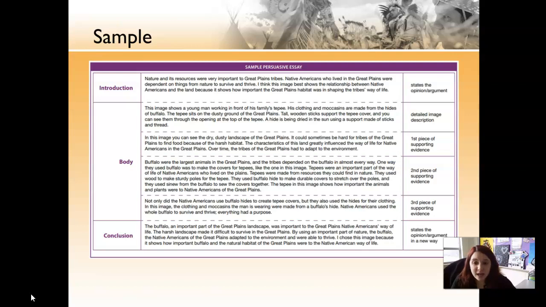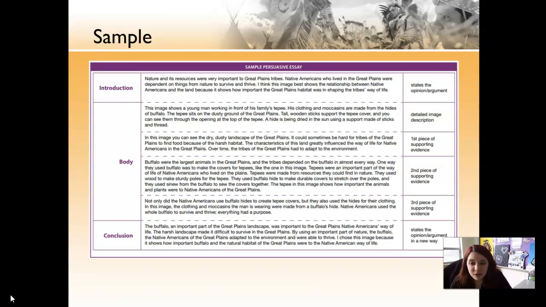Buffalo were the largest animals in the Great Plains, and the tribes depended on the buffalo in almost every way. One way they used buffalo was to make the covers for the teepees, like the one in this image. Teepees were an important part of the way of life of Native Americans who lived in the Great Plains. Teepees were made from resources they could find in nature.